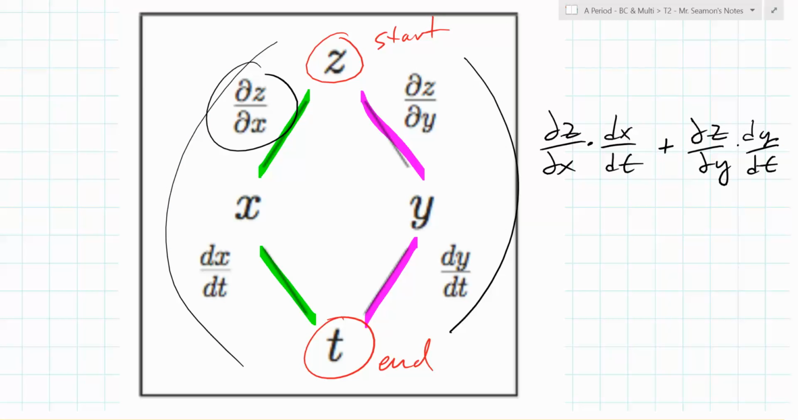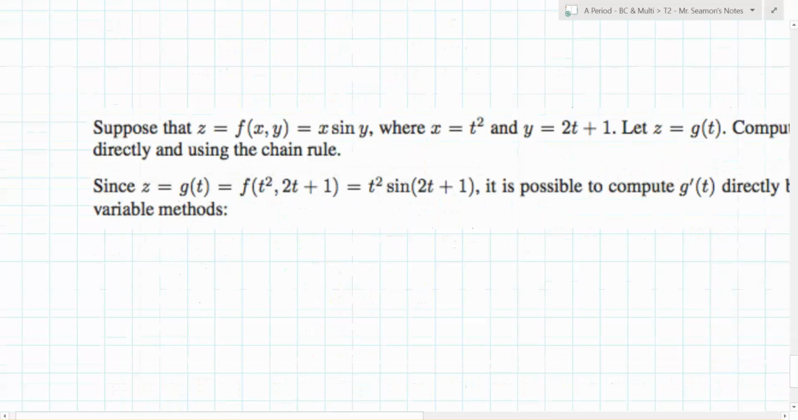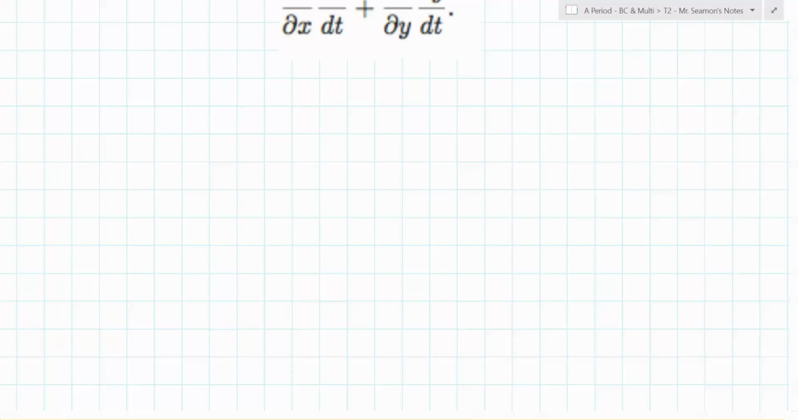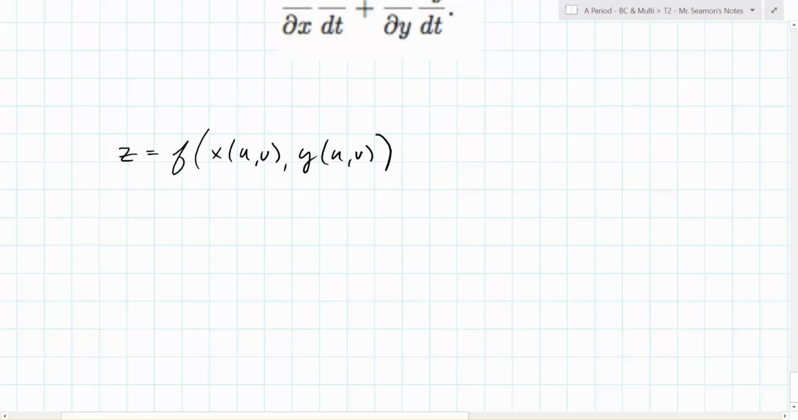Now the thing is, can you expand this type of diagram to as many variables as you want? Just nod your head and say yes. Yes, you can. Let me give you an example of what I mean. You could have z equals f of x and y, where x is going to be in terms of u and v, and y is going to be in terms of u and v. So what's different here?